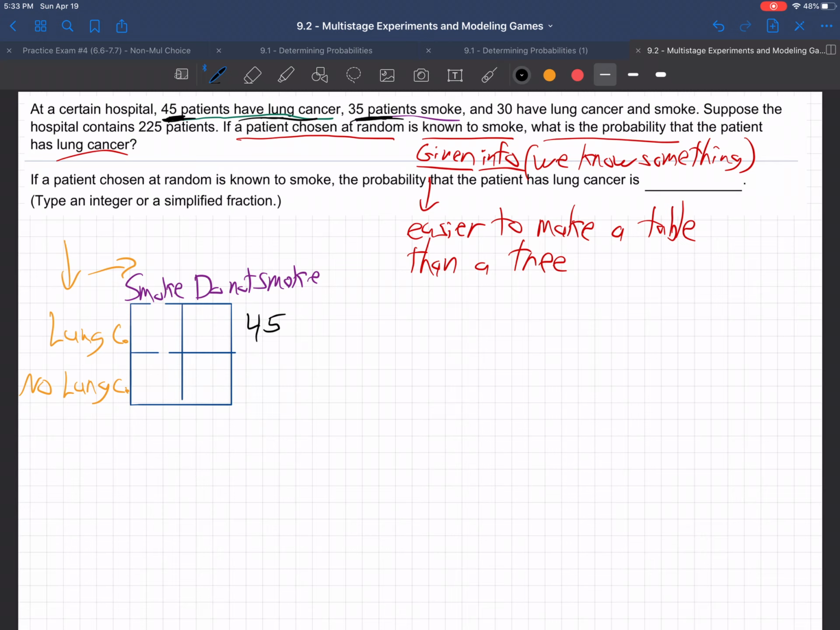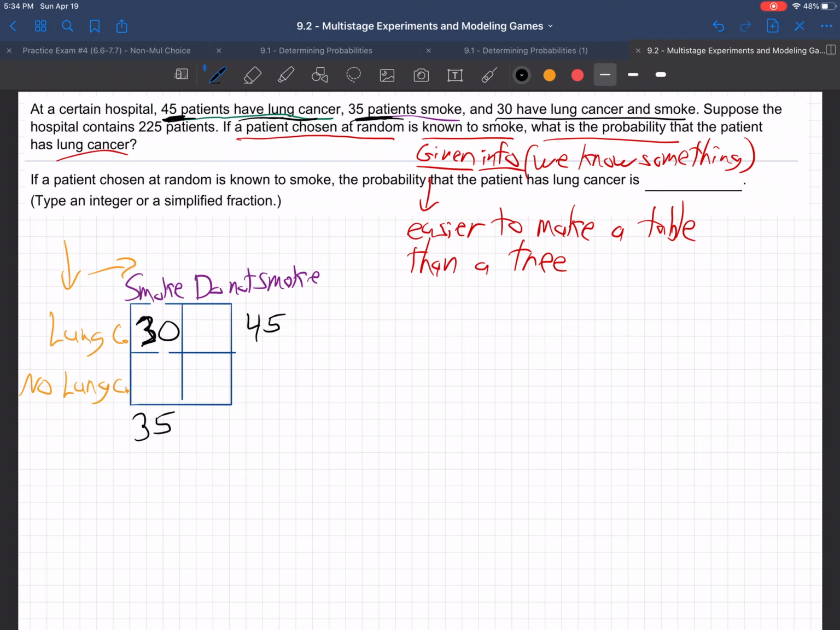Next fact, 35 patients smoke. That'll go down here because it can't go here; 35 right there would mean 35 smoke who have lung cancer. It can't go here either, that'd be 35 smoke who don't have lung cancer. They're not telling us that. They're just telling us that there is a total of 35 people who smoke. So that goes at the bottom down there. So now we can take it from here. What's next? 30 have lung cancer and smoke. Now that goes right there. That's the 30 right there.